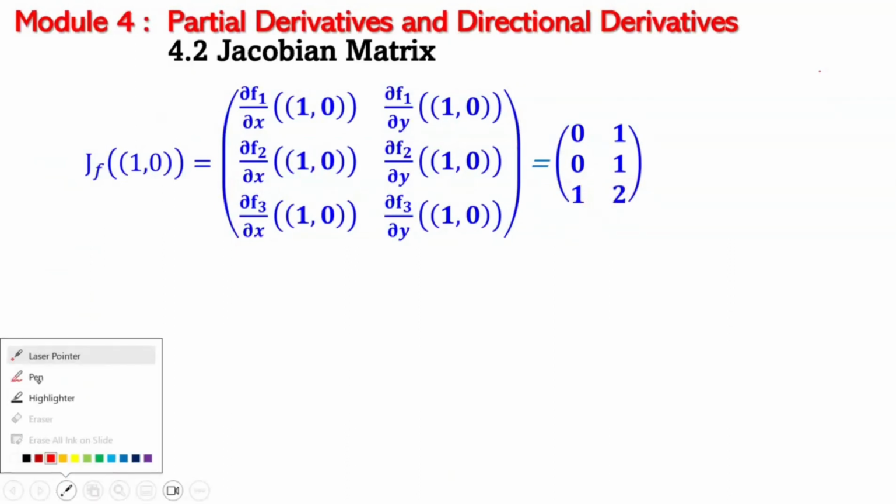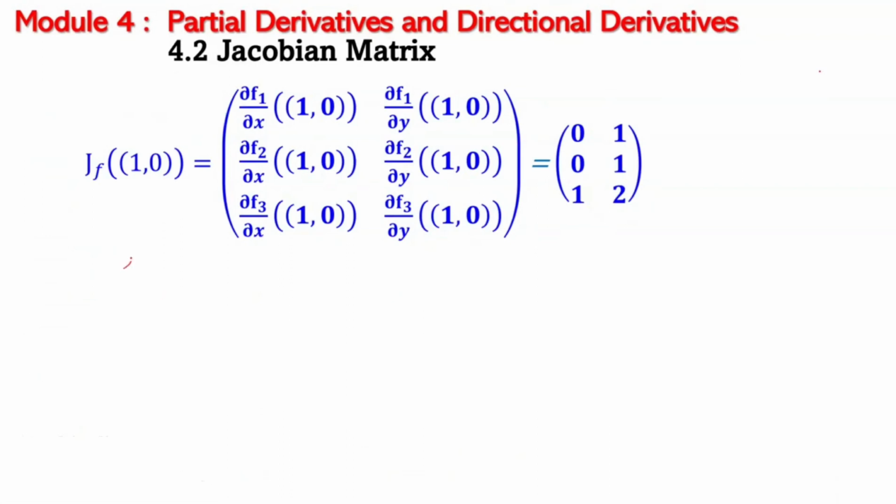Again, check it. We have f from R2 to R3, so the Jacobian of f at any point such as (1, 0) will be 3 by 2. Our matrix here is 3 by 2, so it is correct.